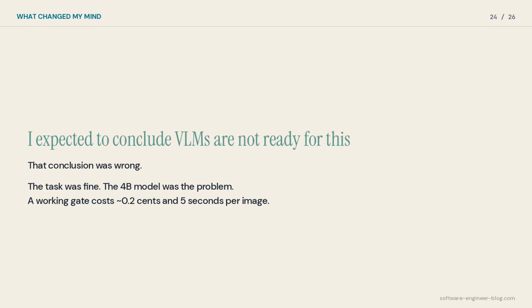Here is what actually changed my mind. I built this expecting to conclude that vision language models are not ready to gate agricultural imagery. That conclusion was wrong. The task was fine. The 4 billion parameter model was the problem. And a working gate costs about 0.2 of a cent per image, and 5 seconds.